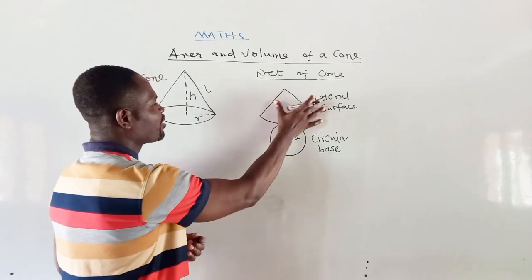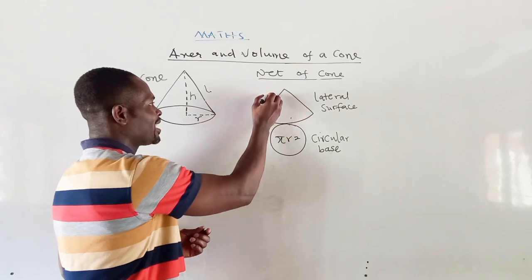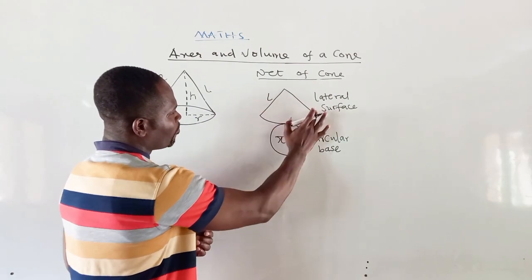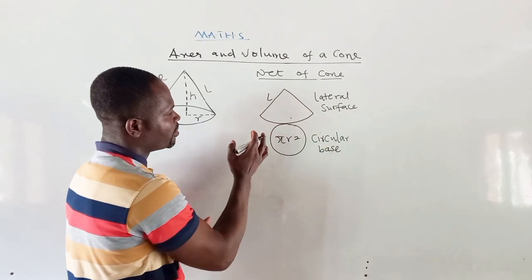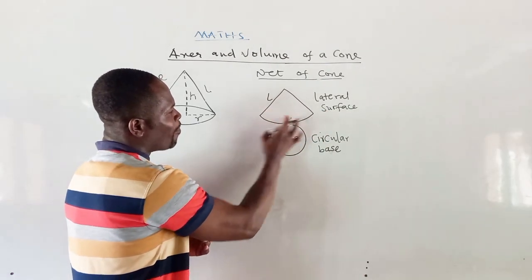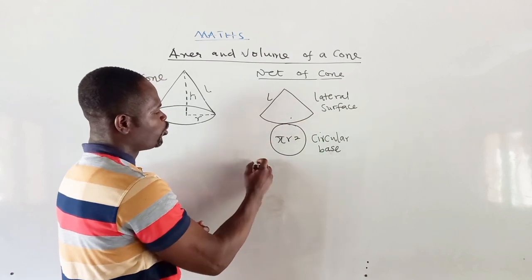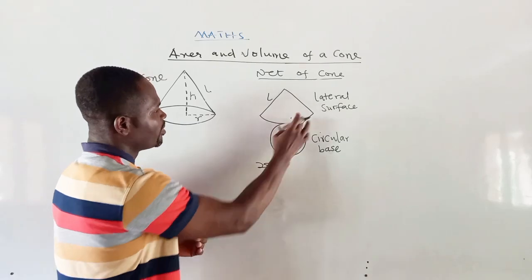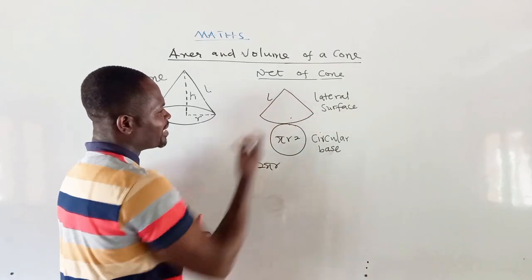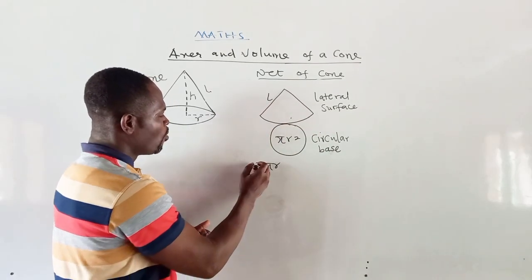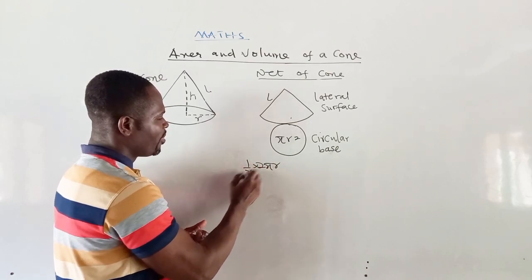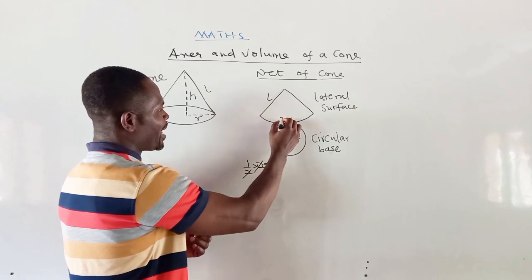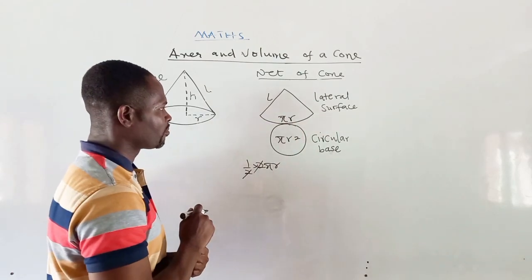Now, when you come to the lateral surface, we have the slant height here, and this side is a curved surface. It's not complete for us to use 2 pi radius as the circumference. Since that is half of the circumference, when you multiply this by half, this will cancel. That's why we have this curved surface as pi radius times the slant height.